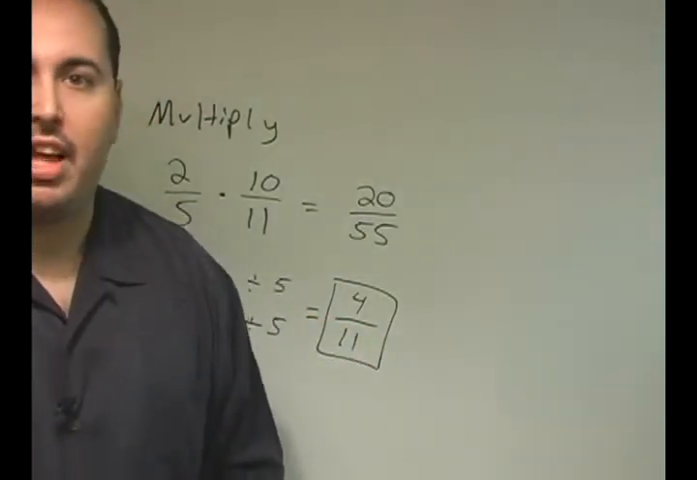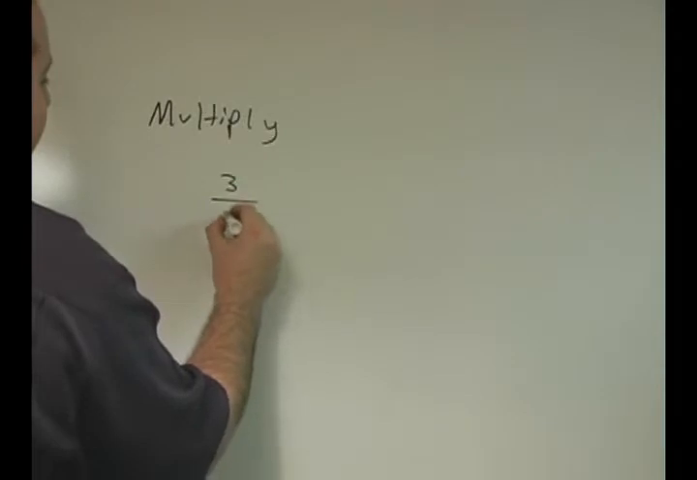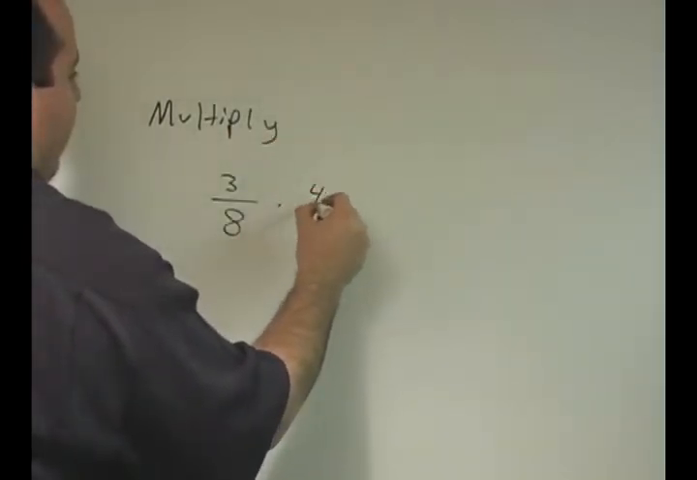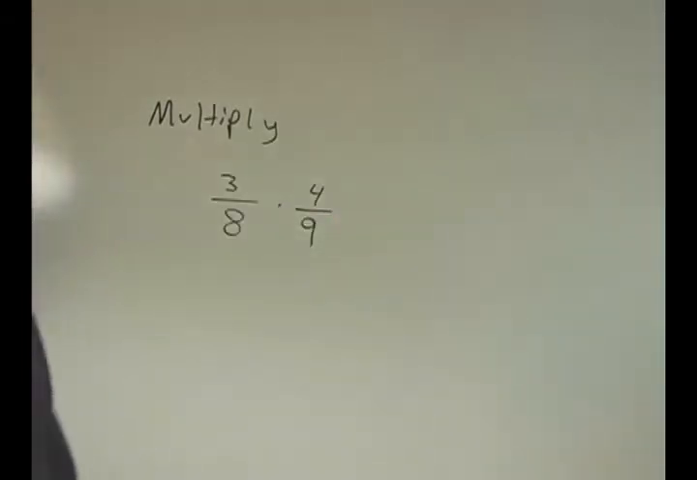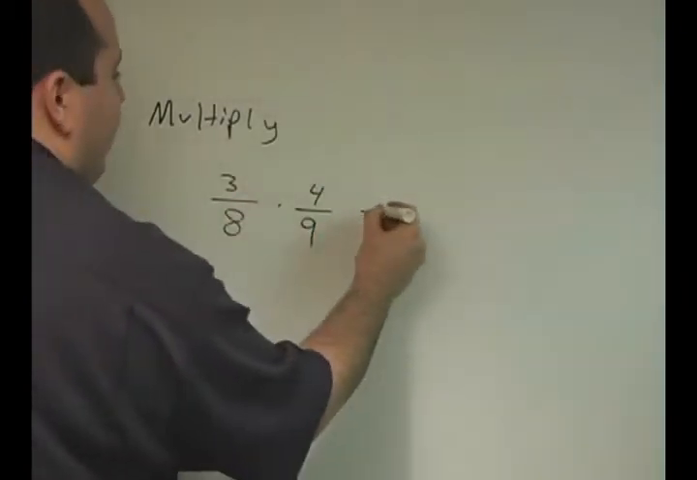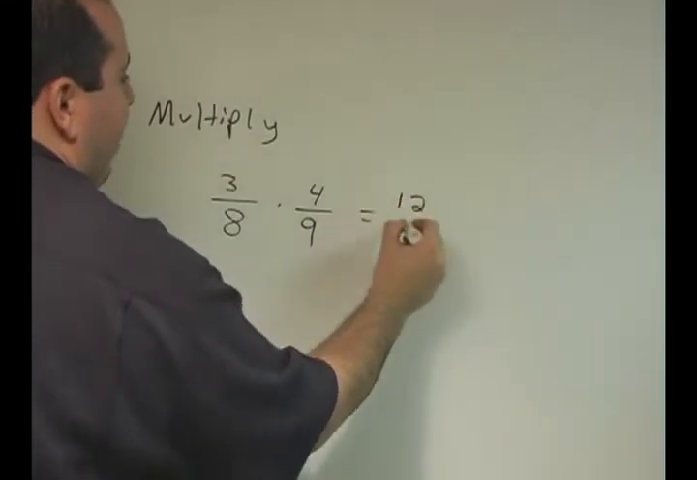Let's do one more example like this. Okay, so again, we're going to do another multiplying example. Let's do 3 over 8 times, let's do 4 over 9. So I'm multiplying two fractions. So the rule for multiplying, again, it's very simple. Multiply the tops, and that will give you the top of the final answer. So just do 3 times 4, that's 12. That's the top of the final answer.